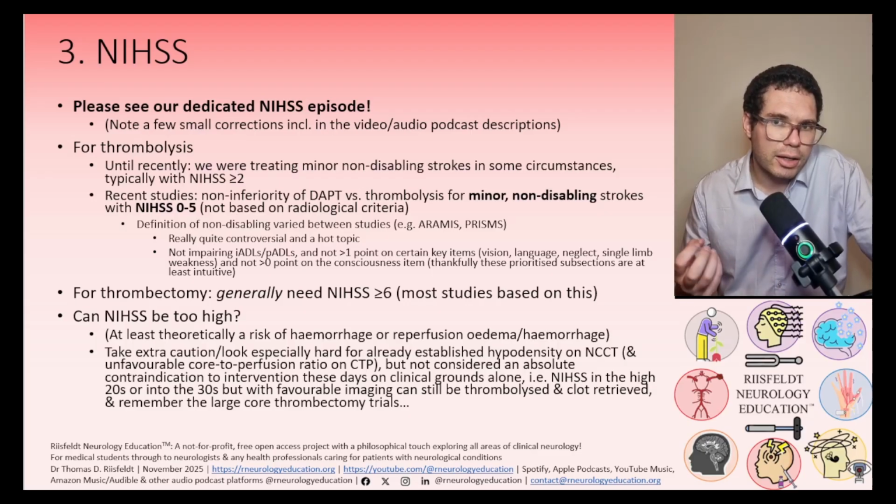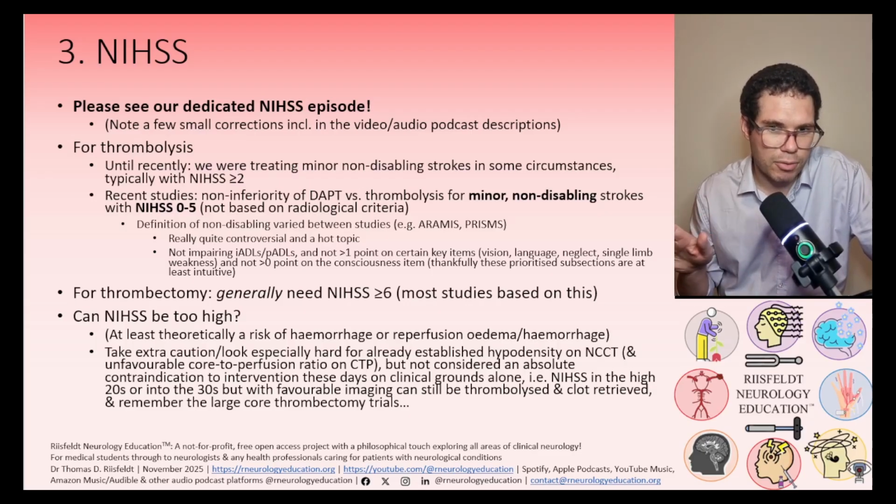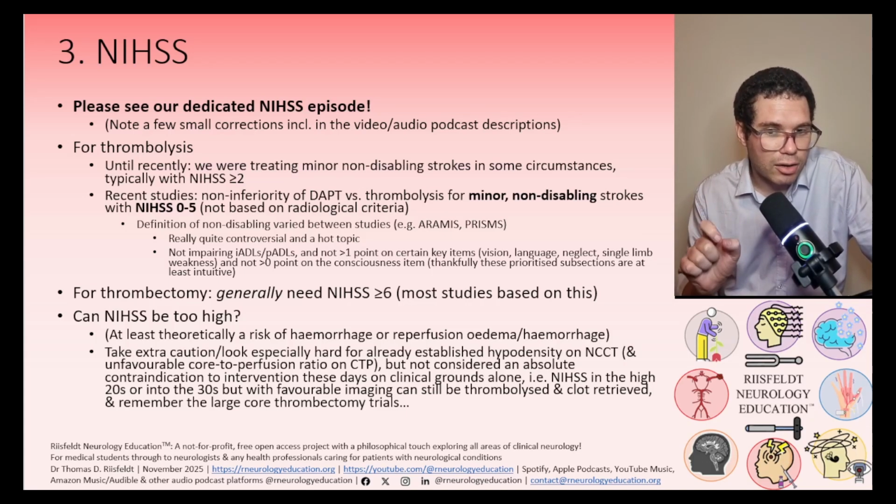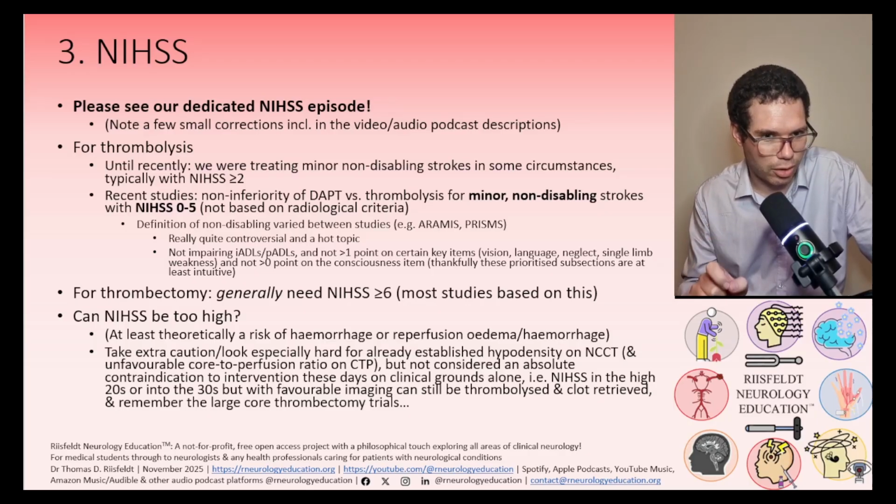However, we know now that in the past, we would have said if someone's got a really high NIHSS, then that might take them off the cards for thrombolysis. We now put more emphasis on the radiologic criteria as opposed to the clinical criteria in this circumstance.